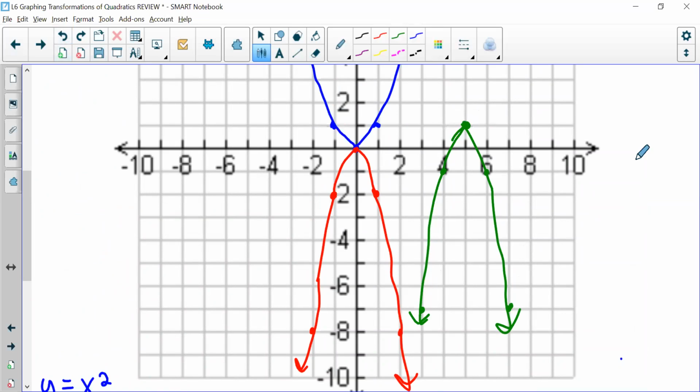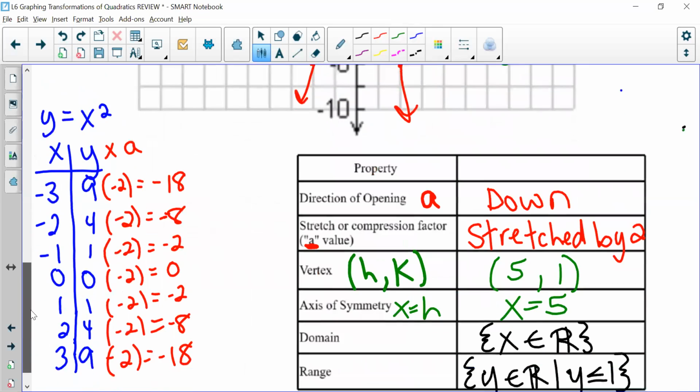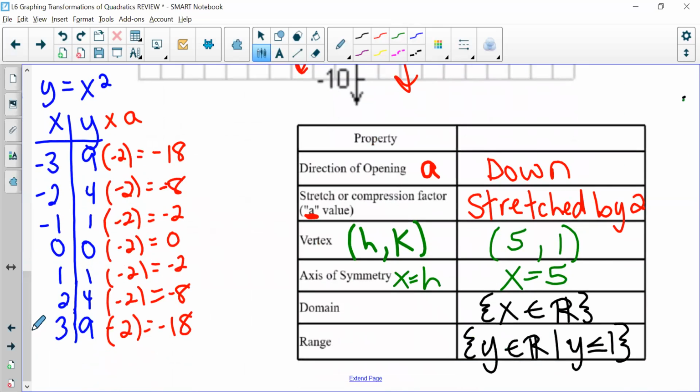So literally everything about this parabola is on this page. You've got the graph, and you've got everything described about the properties of that quadratic function. Awesome. Questions on this one?